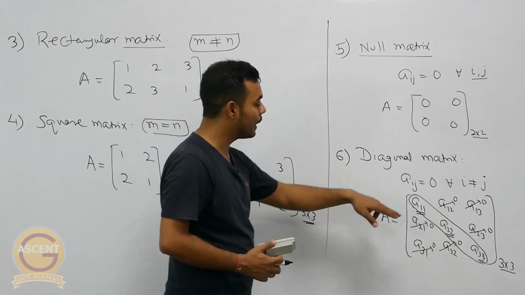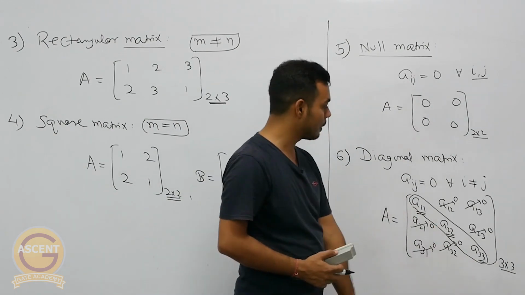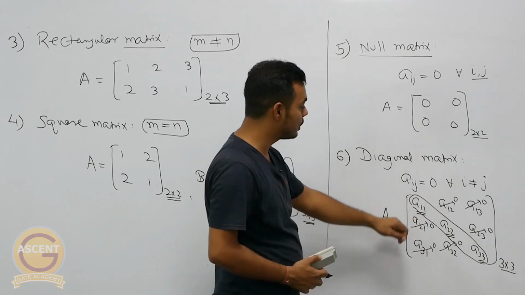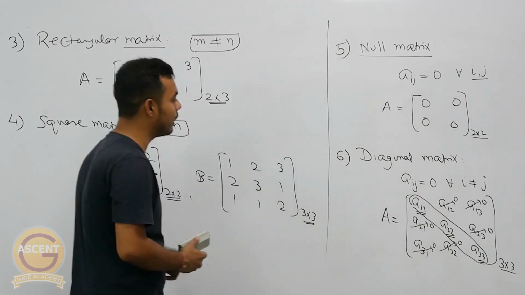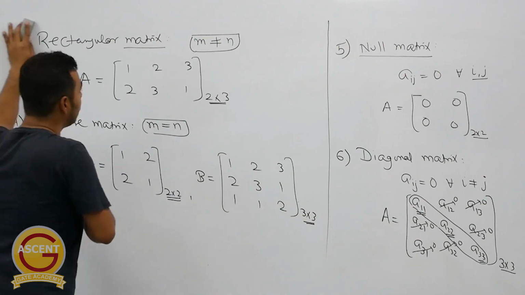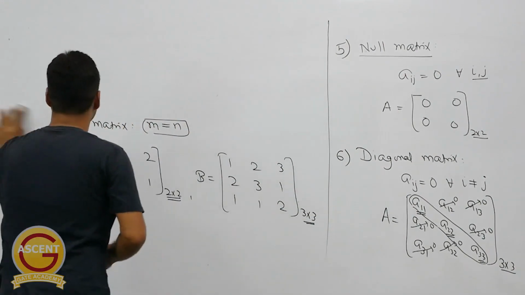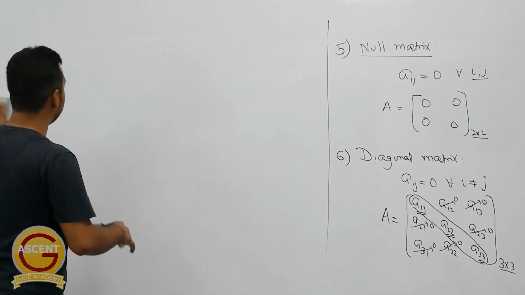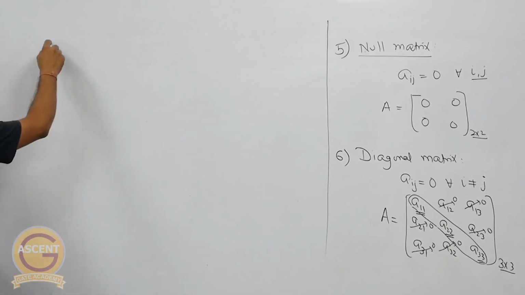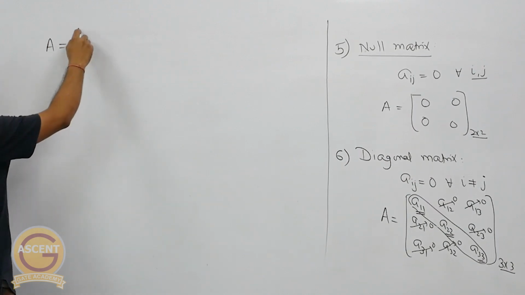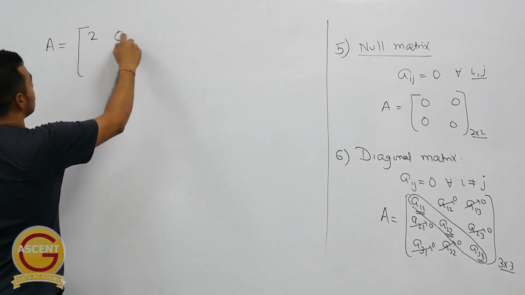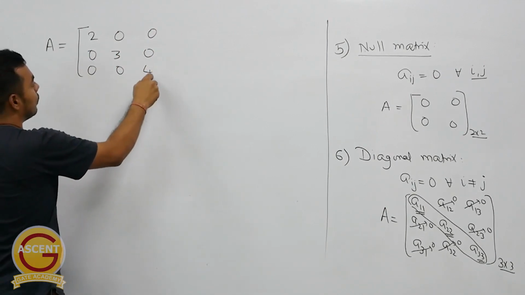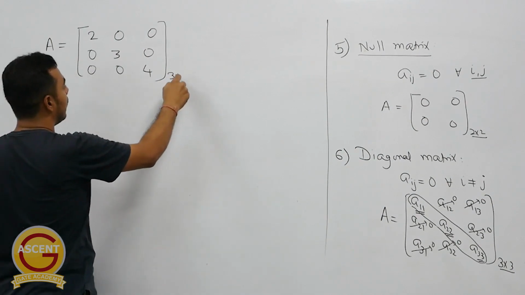The reason is the diagonal is defined only for a square matrix. So the definition of a diagonal matrix is that all the off diagonal elements will be 0. So this will be possible only in case of a square matrix. Now let me give you an example of a diagonal matrix. I will take an example of a 3 cross 3 matrix. Suppose I have a matrix A and on the diagonal I have 2, 0, 0, 0, 3, 0, 0, 0, 4. So this is an example of a 3 cross 3 diagonal matrix.